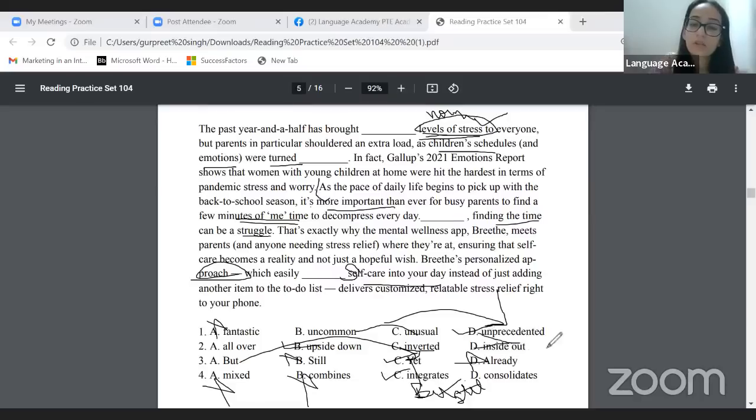Unprecedented, you should be noting it down, which is unmatched. It generally goes with unprecedented time, unprecedented era. Unprecedented means unmatched with something. The second one, life has turned upside down, means completely the opposite of what it used to be. But still together means yet. And the last one, it easily puts self-care into our daily routine. So puts can be integrates or incorporates.